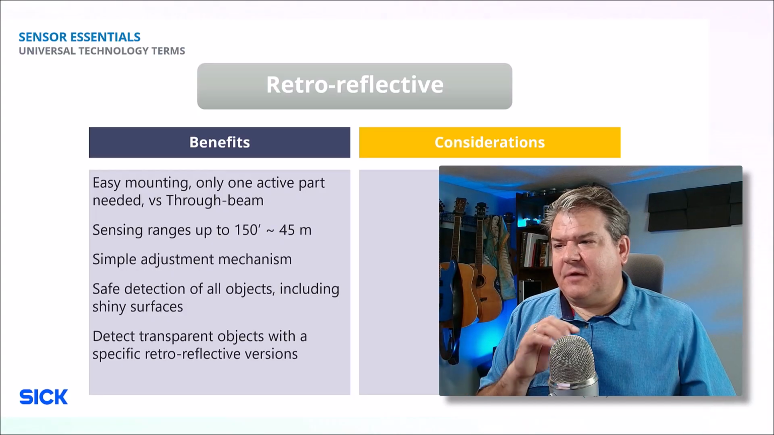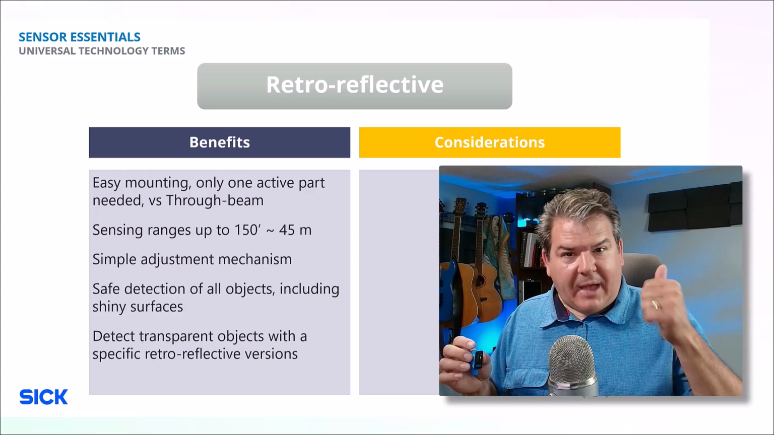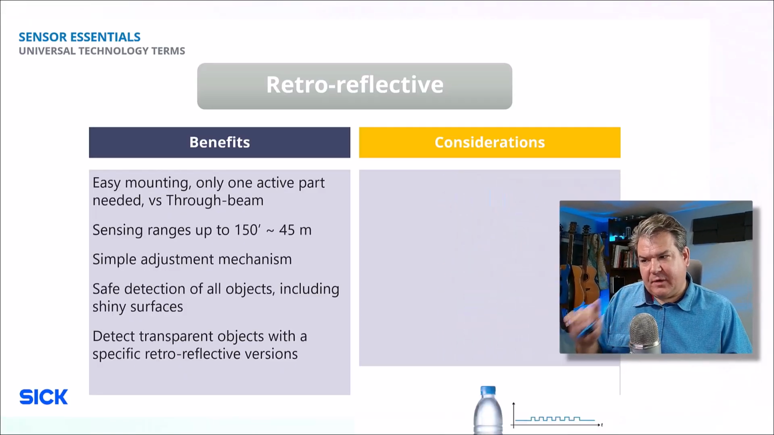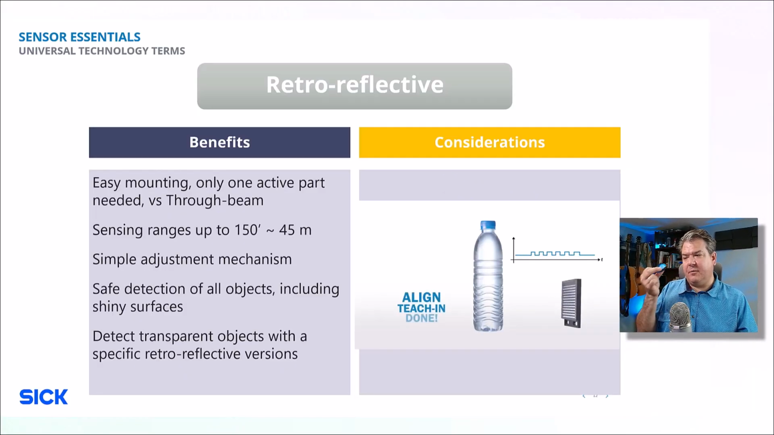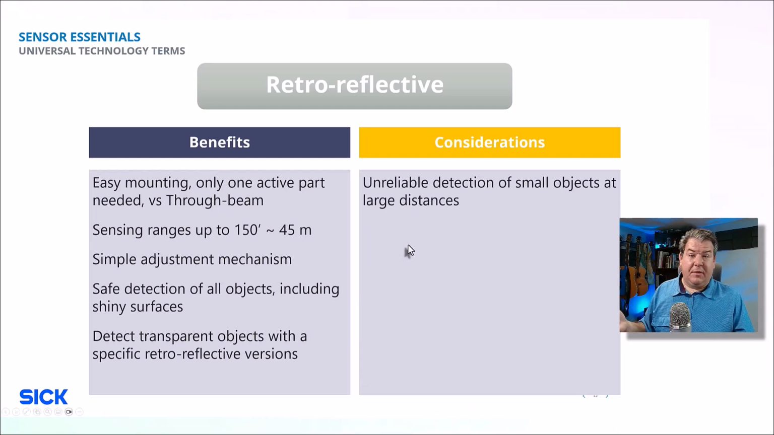Also gives you very safe detection of all objects, including shiny surfaces, including just the mirror. If no light comes back, it doesn't see the reflector and you still get an output. And we can also pick up transparent objects with very special retroreflective versions that look for a light drop going through a transparent object and then a light drop coming back, and it can pick that up and pick up completely clear materials. However, like the other ones, what are some considerations when looking at this retroreflective reflex technology? So they can have unreliable detection of small objects at long distances.